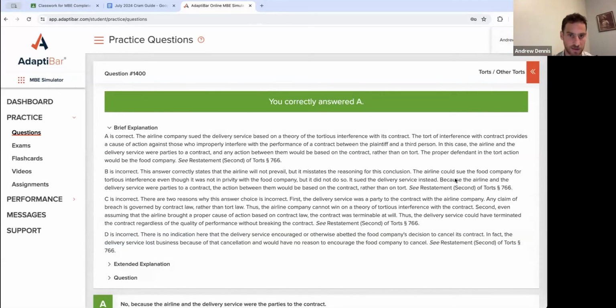The airline company sued the delivery service based on a theory of tortious interference with its contract. The tort of interference with contract provides a cause of action against those who improperly interfere with the performance of a contract between the plaintiff and a third person. In this case, the airline and the delivery service were parties to a contract, and any action between them would be based on the contract, rather than on tort, right? Maybe they breached the contract, but there wasn't an actual tort here. The proper defendant in the tort action would be the food company.